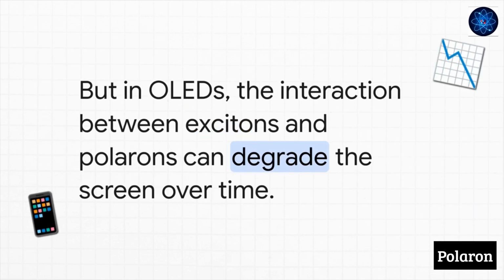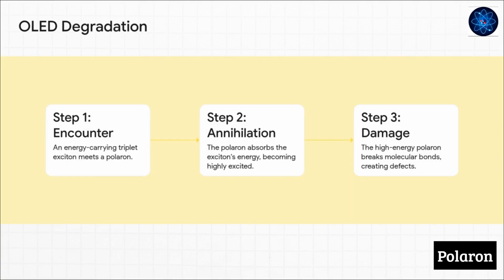But now let's flip the script and look at your phone screen or your OLED TV. In these amazing displays, the polaron is the villain of the story. It's actually one of the main reasons these screens eventually dim, wear out, and get that dreaded burn-in. So here's what happens. In an OLED, light is created by these little packets of energy. Sometimes, one of these energy packets bumps into a polaron. But instead of making light, it just dumps all of its energy into the polaron, giving it this massive jolt. And this newly super-energized polaron can go on a rampage, breaking the chemical bonds of the molecules that make up your screen. Over time, that damage adds up, creating permanent dark spots.